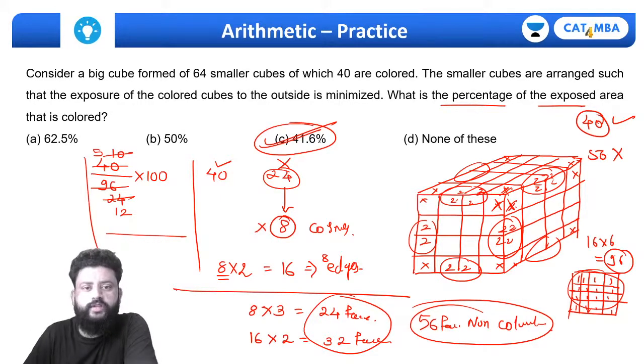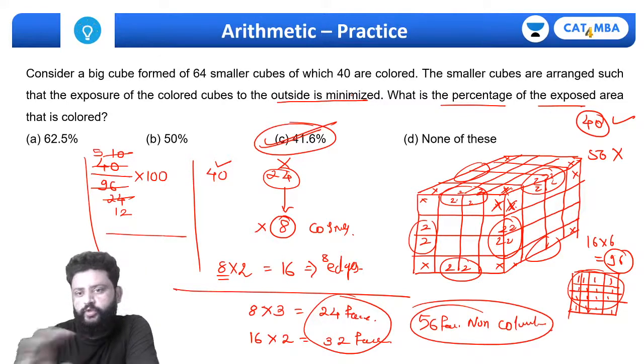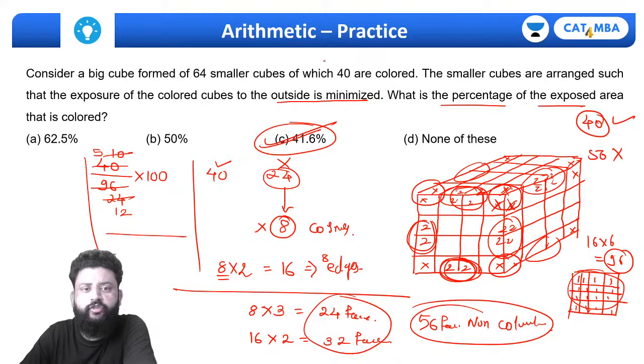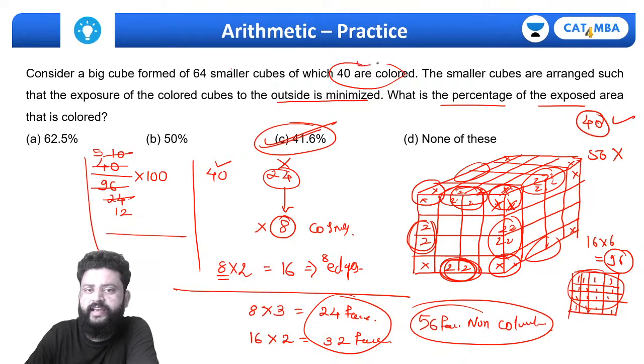So the most important part of this question was how to imagine this diagram, and exactly what we have to minimize: the colored portion. The simple concept was where there are 3 faces, means corners, and 2 faces painted, that is edges. At corners and edges we will use these 24 cubes. Out of 64, 40 are colored.